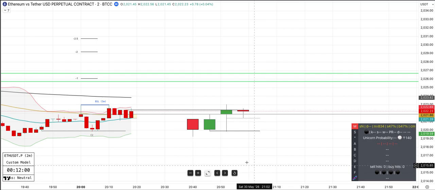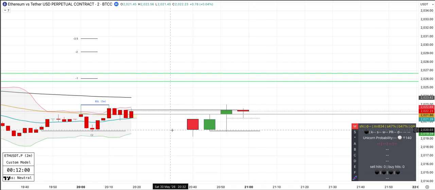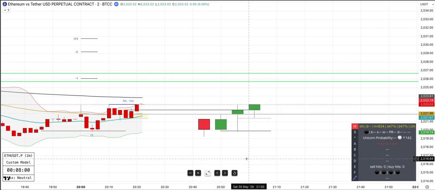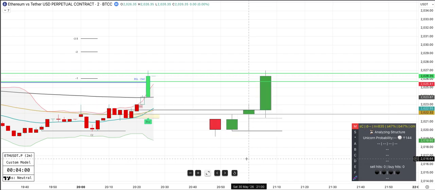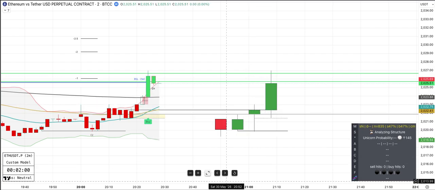A couple of ways you could have entered into this pretty cool structure to get some decent return. Okay, so let's get started. All right, so this sell signal finally gets knocked out, turns into a buy.